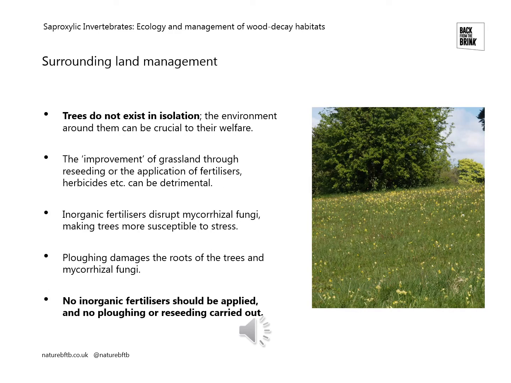It's also important to remember that trees do not exist in isolation, so the environment around them can be crucial to their welfare. Particularly, the way we manage our grasslands around our ancient trees is really important. The improvement of grasslands through reseeding or the application of fertilizers, herbicides, fungicides, etc. can be detrimental to our trees and the saproxylic invertebrates that rely on them. Inorganic fertilizers are known to disrupt mycorrhizal fungi that are important to trees, making them more susceptible to stress, meaning that they might die at a younger age.